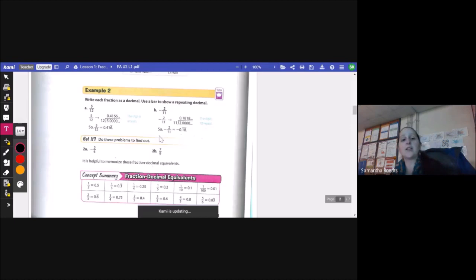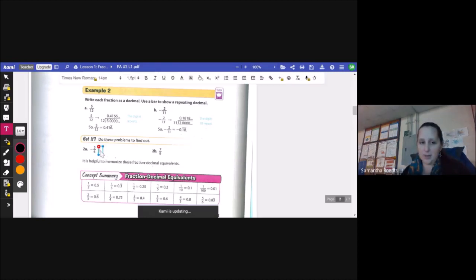Example 2, write each fraction as a decimal. Use a bar to show a repeating decimal. So I have 5/12. I divide 5 by 12, and I get 0.416. The 6 is repeating, so I put a bar over the 6. For -2/11, I do 2 divided by 11. I get 0.1818. The 18 is what repeats, so I put the bar over 18. For -5/6, I get -0.83. The 3 is what repeats, so you'd have a bar over the 3.